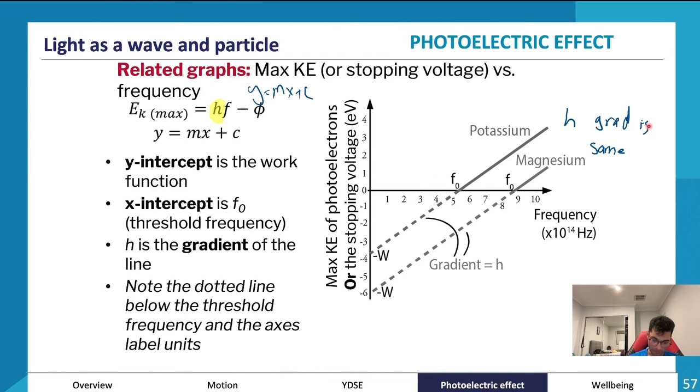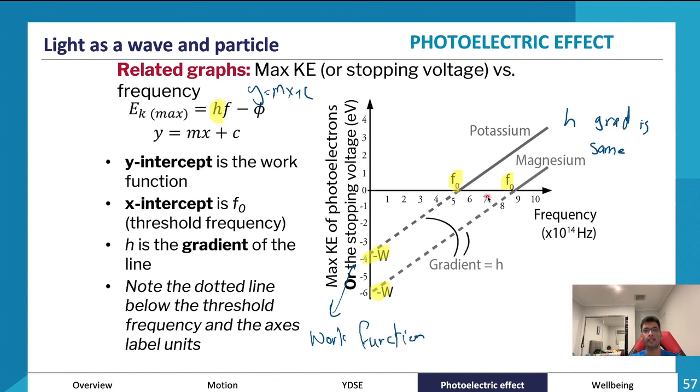The y-intercept over here is the work function, so the amount of energy you need to eject an electron. And the work function will depend on the type of metal that we're using. So potassium has a lower work function than magnesium. Because of this, it also has a lower threshold frequency. So for potassium, you would need a lower frequency of light to actually emit photoelectrons compared to magnesium.